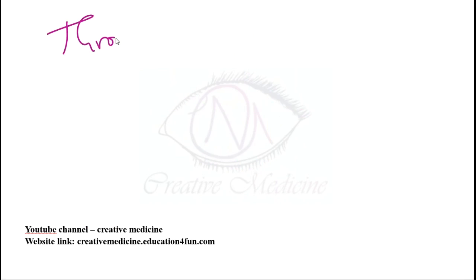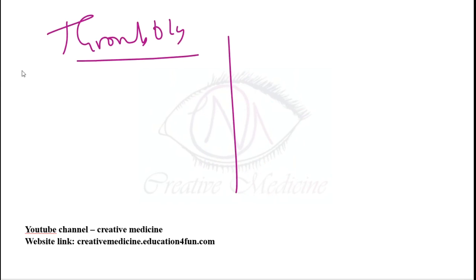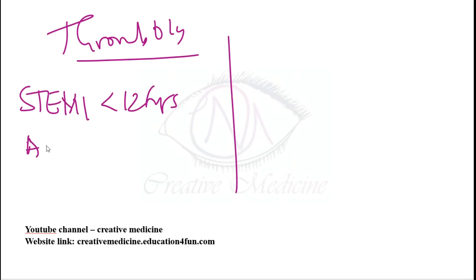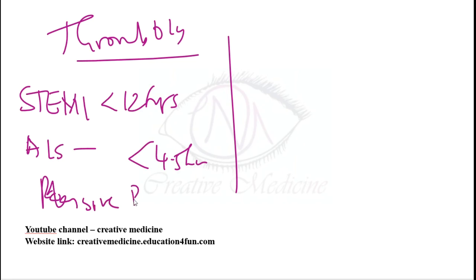Then thrombolysis. Thrombolysis should be given if it is ST segment elevated MI, less than 12 hours. If it is acute ischemic stroke, then it should be given less than 4.5 hours. It is also given in massive pulmonary embolism. So for ST segment elevated MI, less than 12 hours, and for acute ischemic stroke, less than 4.5 hours.